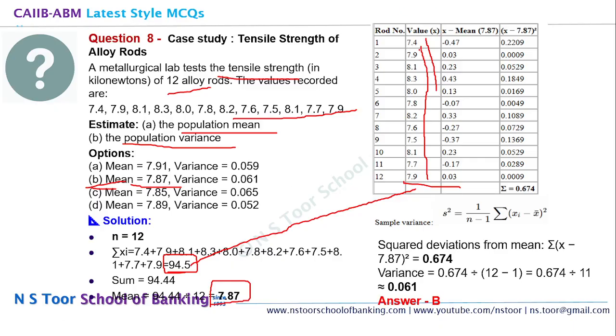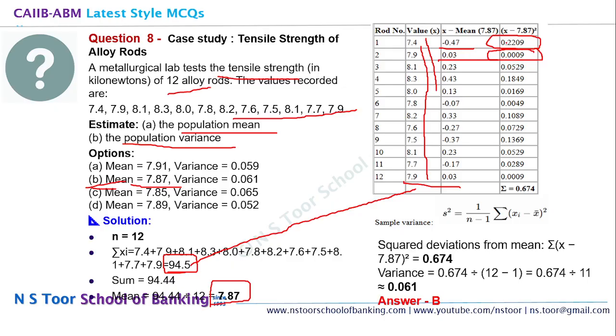So 7.4 minus 7.87 is equal to minus 0.47. 7.9 minus 7.87 is equal to 0.03. Likewise they have calculated x minus the mean in all these 12 rows, and they have taken the square of all these 12 items individually. All these figures are positive, because whether the base number is minus or plus, we are squaring that particular number, so the answer will be plus.